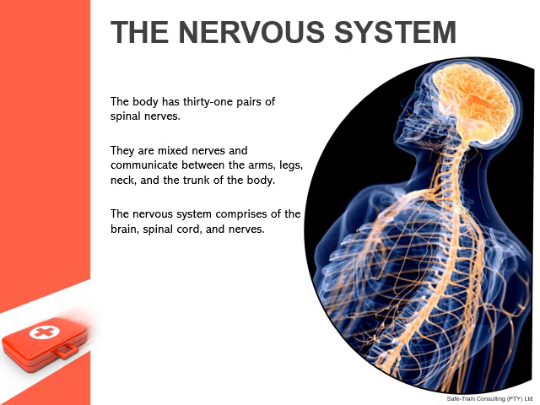The body has 31 pairs of spinal nerves. They are mixed nerves and communicate between the arms, legs, neck, and the trunk of the body. We will discuss the nervous system for the first aider, to understand how the body functions when applying first aid methods to an injured person, or where a casualty occurred. The nervous system comprises the brain, spinal cord, and nerves.